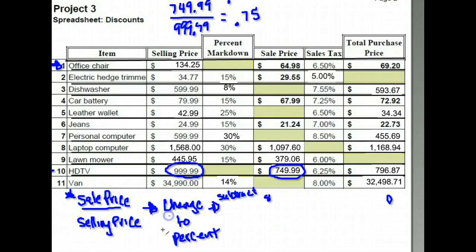So that was my first step when I'm missing the percent markdown: take the sale price divided by the selling price. Now I need to change that to a percent. So 0.75 as a percent would be 75%. Again, that's the percent I'm paying. So my markdown would be how much? Then you subtract from 100, and I find out my markdown was 25%. Okay, so in this part of the project, if you're missing the percent of the markdown, that's how you would find it. Are there any questions on that?